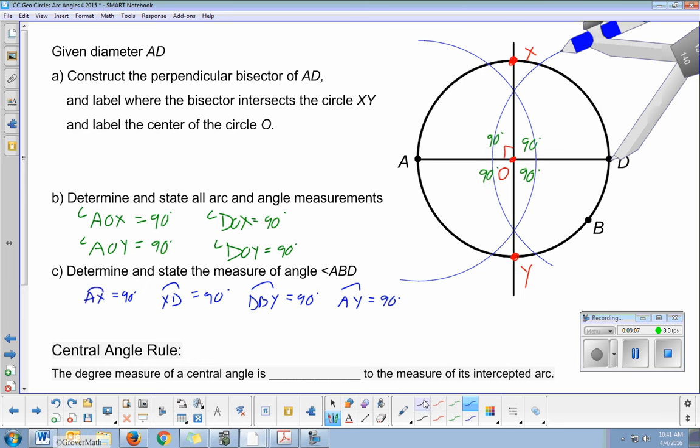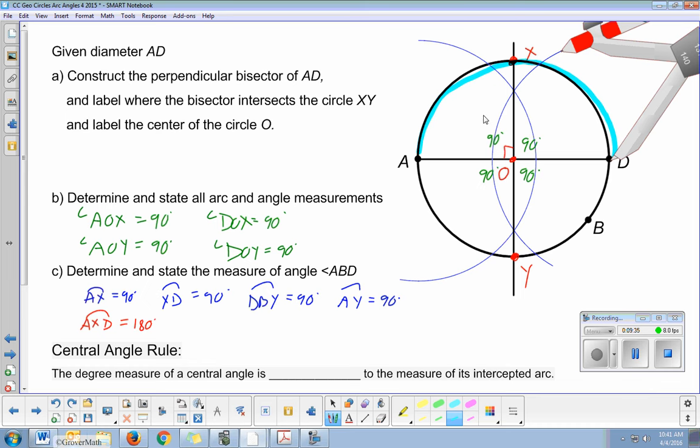But we also have some other arcs too, right? I mean, we could combine some of these. We could say arc, how about AXD? What's arc AXD? And so that's arc AXD. That's combining these two arcs together. And I see that that has to be 180 degrees for two reasons. One, arc AXD, and I'll highlight it for a second, you don't have to, is a combination of two arcs we already said were 90.